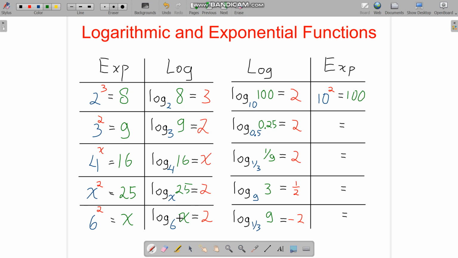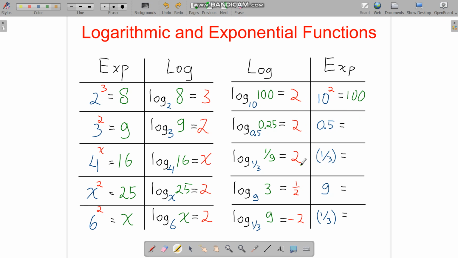And now the opposite process, from logarithm to exponents. Again, the base of the logarithm must also be the base of the exponent. So it's got to be 0.5 to the power of something, 1 over 3 to the power of something, 9 to the power of something, 1 over 3 to the power of something, and the exponent here in the exponential equation is the result of the logarithm.